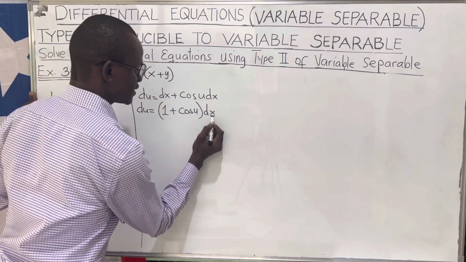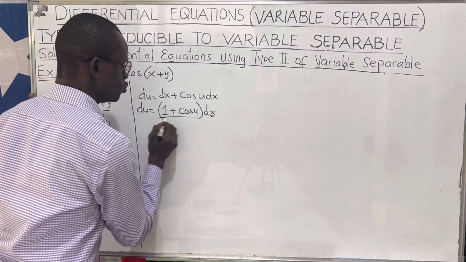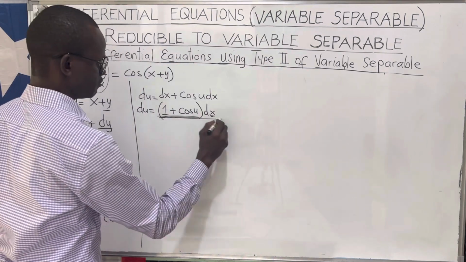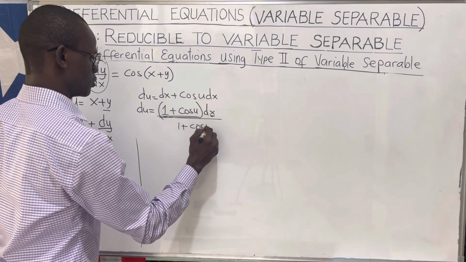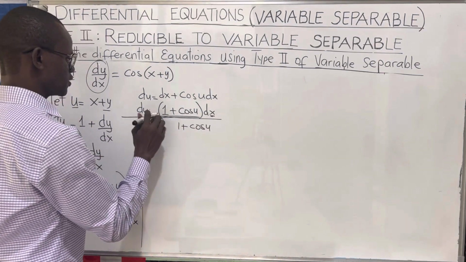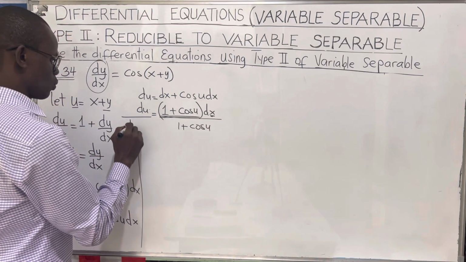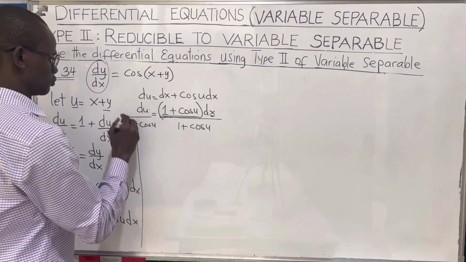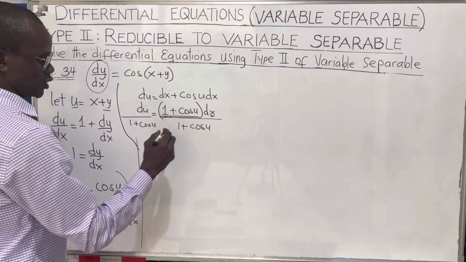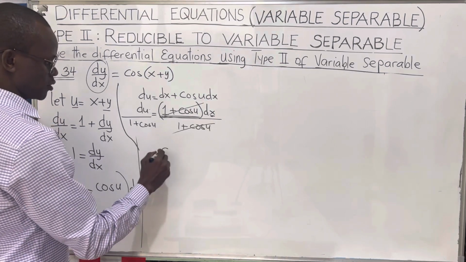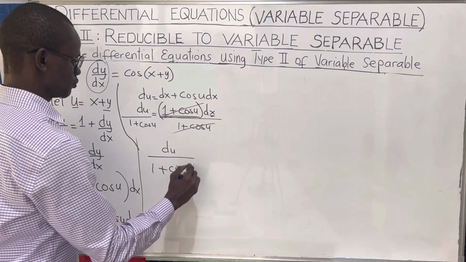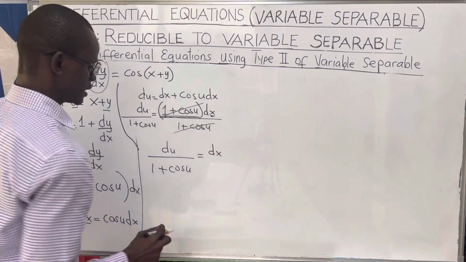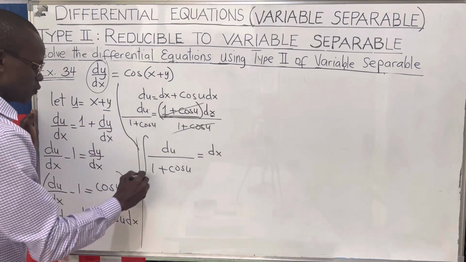Now, since this is x, we cannot have u expressions here. So we must get rid of this by dividing both sides by 1 plus cos of u. So now this will cancel. You have du all over 1 plus cos of u, equals dx. Now the variables have been separated, we can integrate.